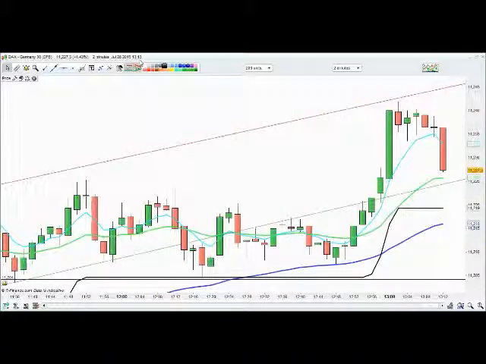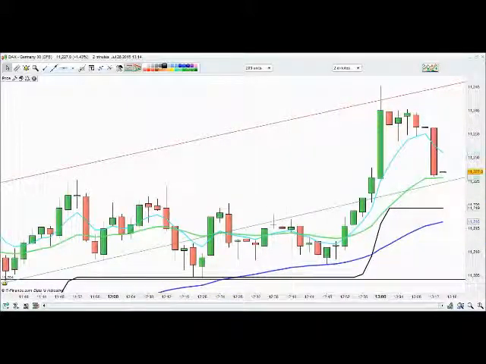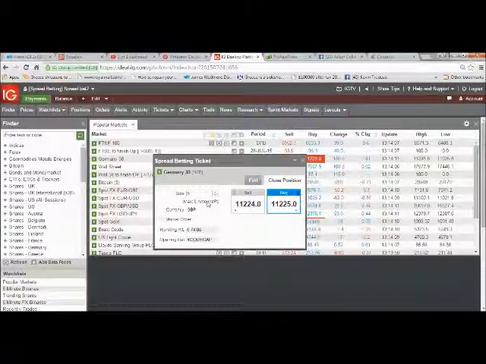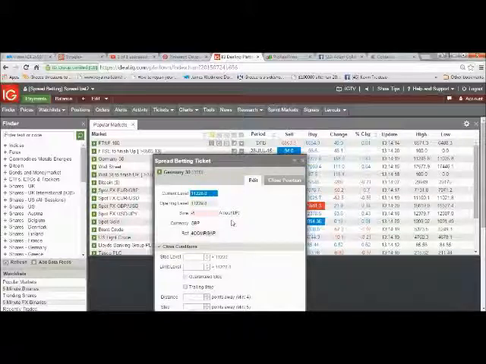Okay, so the time now is 13:13, and you can see how it's used this as resistance to push the Dax price back down. So I'm just going to show you what that's done. So you can see I sold the Dax, and the open position was 11,239 and the current level is 11,227, so in profit.